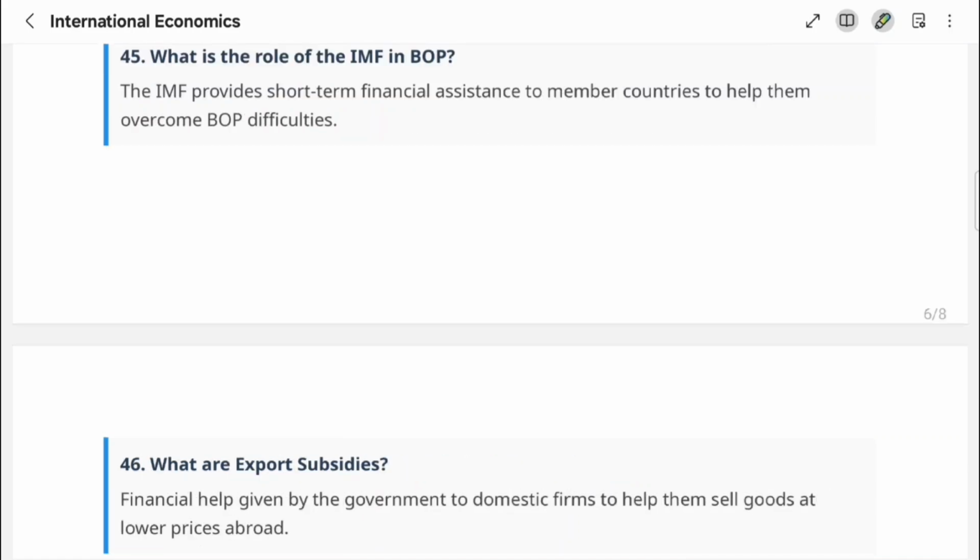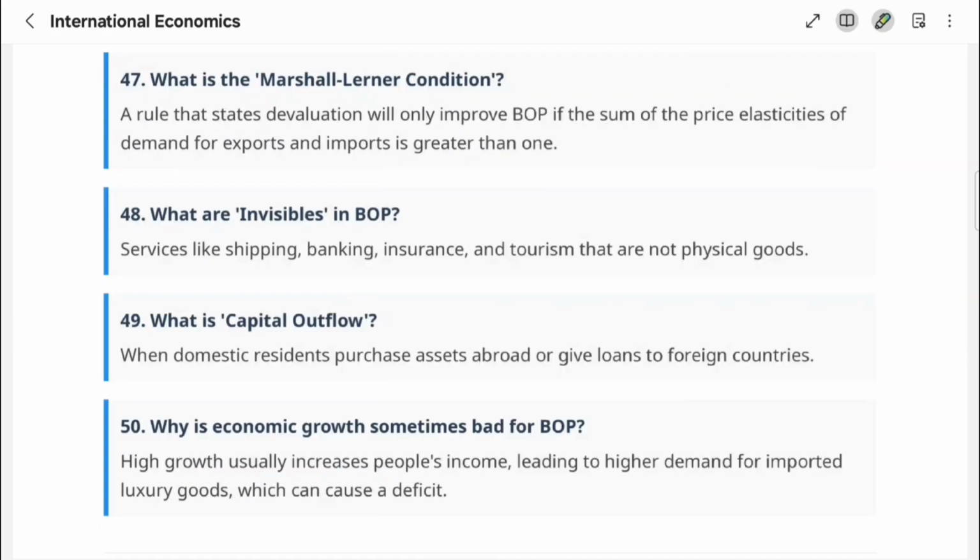Question 45. What is the role of the IMF in BOP? The IMF provides short-term financial assistance to member countries to help them overcome BOP difficulties. Question 46. What are export subsidies? Financial help given by the government to domestic firms to help them sell goods at lower prices abroad. Question 47. What is the Marshall-Lerner condition? A rule that states devaluation will only improve BOP if the sum of the price elasticities of demand for exports and imports is greater than 1.